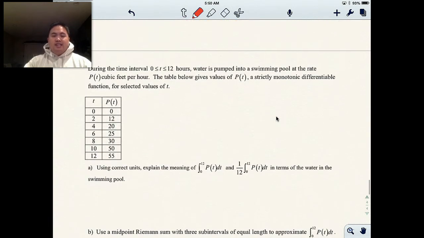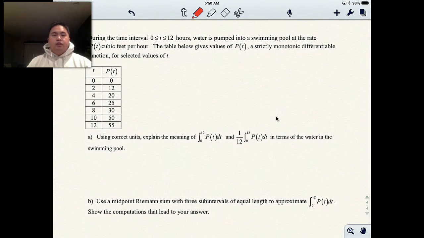All right, last example. During the time interval 0 to 12, water is pumped into a swimming pool at the rate of P of t cubic feet per hour. This table below gives values of P of t, a strictly monotonic differentiable function. So basically, I'm just pumping water. At time 2, I'm pumping at 12 feet per hour. At 4, 20 feet per hour.